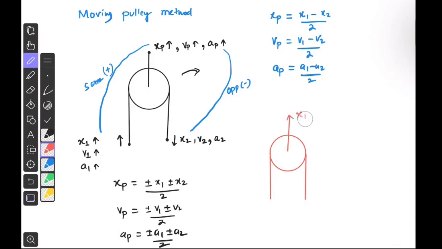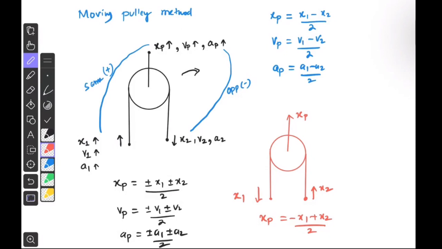For the pulley having xp displacement upward, this point has x2 displacement down in the same time, and any point in the right side of the string has x2 displacement upward. So here the relation will be xp equals minus x1 plus x2 by 2, or x2 minus x1 by 2.